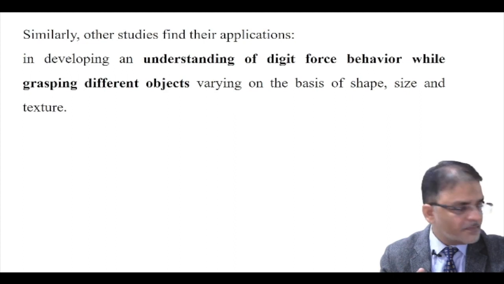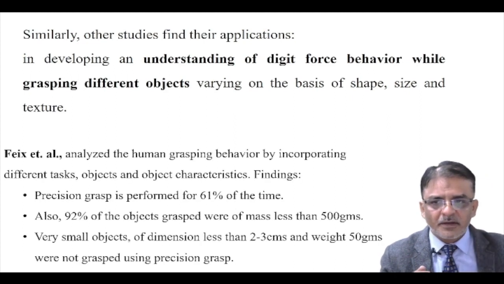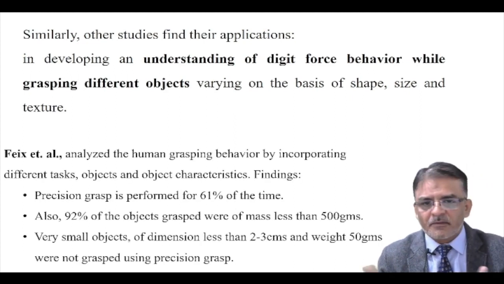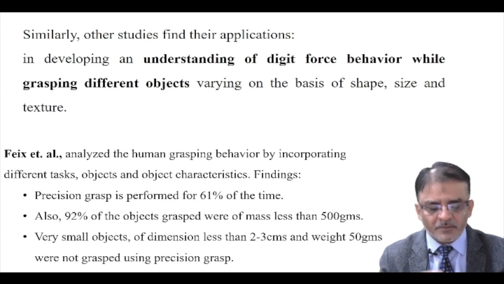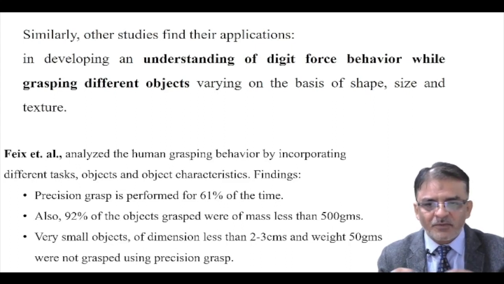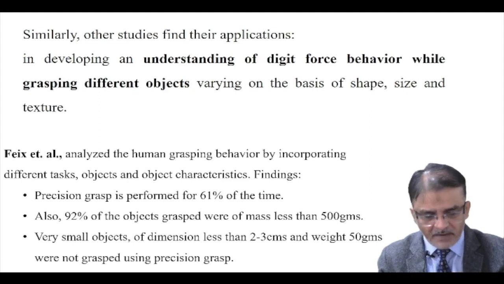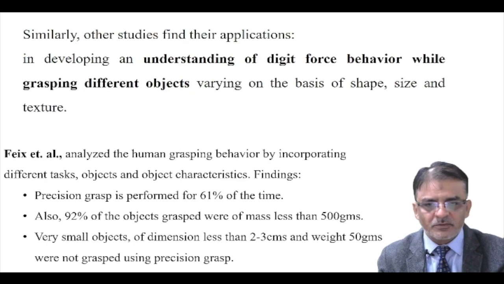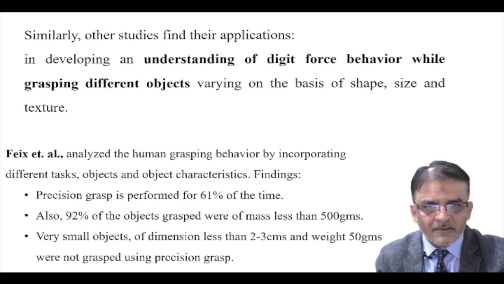So there are studies based on human grasping behavior. One study, by Fix, analyzed that precision grasp occurs 60% of the time, and 90% of the object grasps were of mass less than 500 grams. Very small objects of 2 to 3 centimeter diameter were used, but here we have used a cylindrical object where we can put different levels of weight in our study.